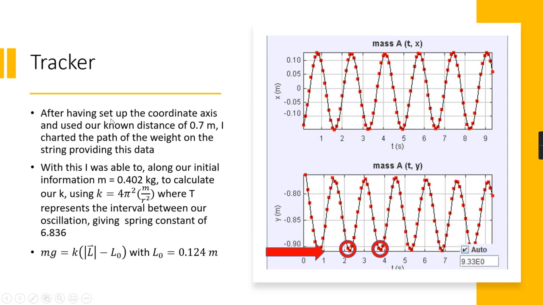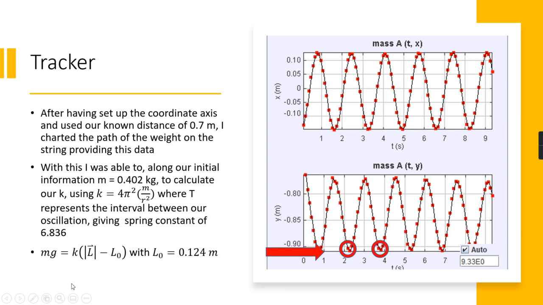Tracker. After having set up the coordinate axis and used our known distance of 0.7 meters, I charted the path of the weight on the string, providing this data. With this, I was able to use our initial information, with the mass equal to 0.402 kilograms, to calculate our K using the equation K is equal to 4 pi squared times mass over T squared, where T represents the interval between our oscillations, giving a spring constant of 6.836.